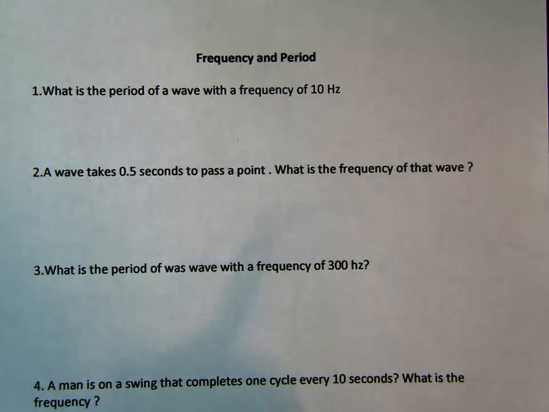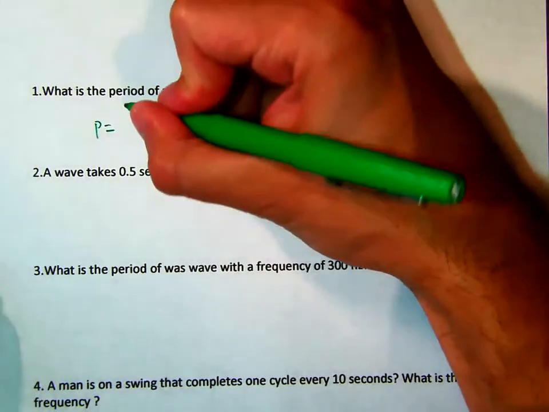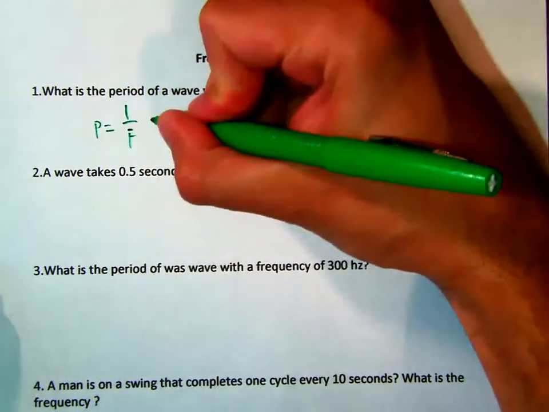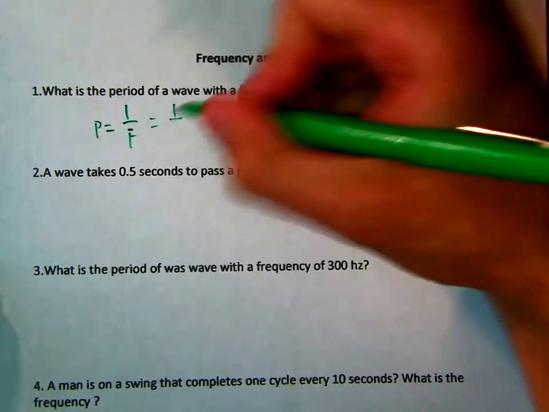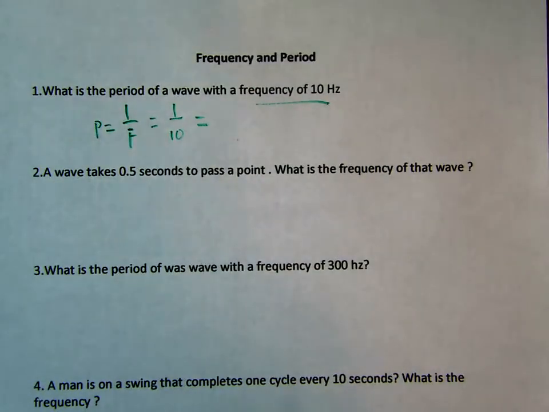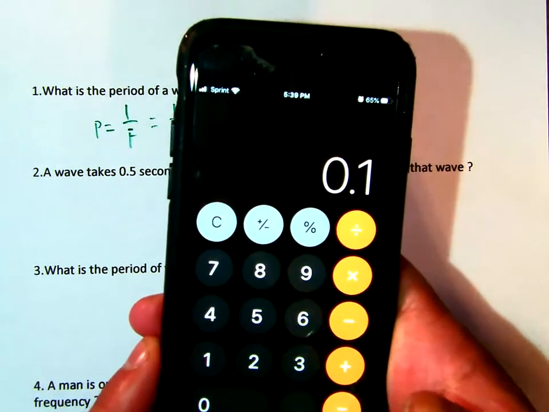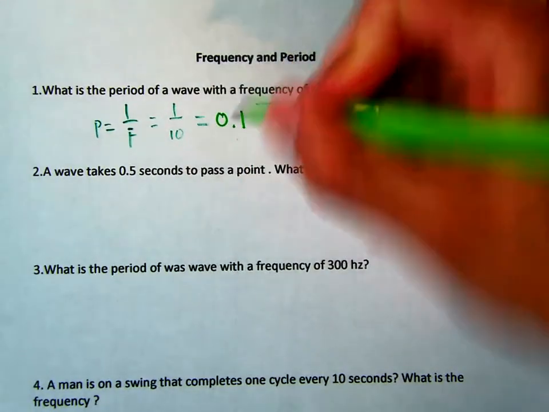Okay, well, I know that period equals 1 over frequency. All I have to do is plug that in. So I have 1 divided by my frequency, which is 10. You can leave it like that, but I want you guys to put it in the calculator. So that's just 1 over 10. In other words, we want to go 1 divided by 10. It's going to give me 0.1. So my period is 0.1.